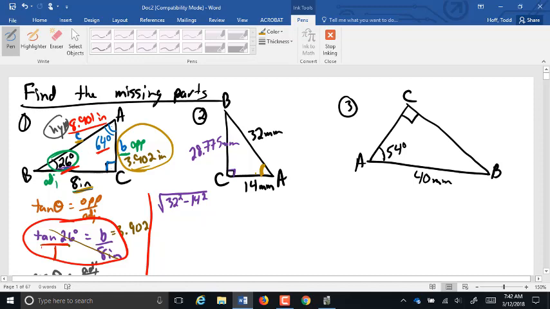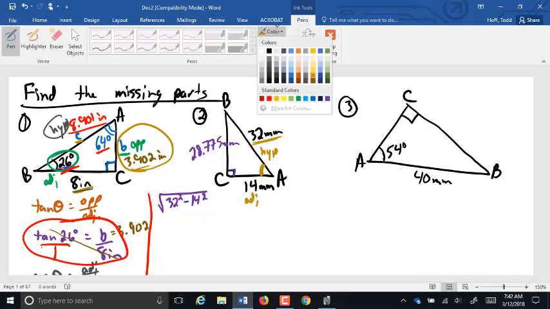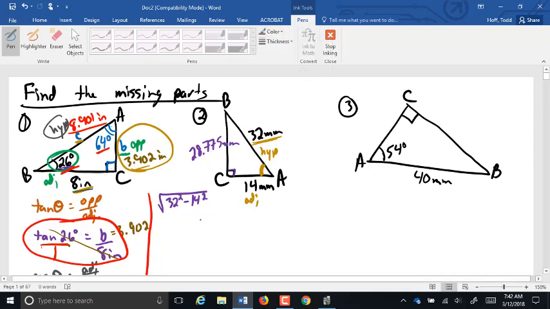If I'm looking for angle A, 32 is which side of that triangle? This is the hypotenuse. 14, I'm looking for A, 14 would be the adjacent side. What trig function deals with adjacent and hypotenuse? Cosine. You got it right, it's cosine. So cosine theta is adjacent over hypotenuse, and we plug in what we know.